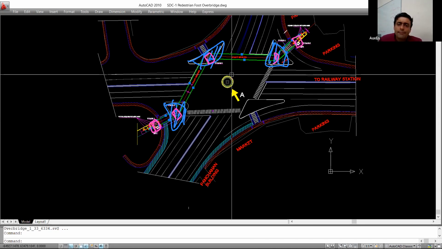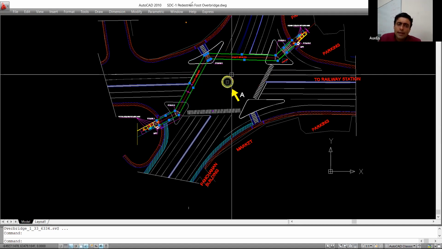Is it clear? And that is the reason why an alignment like this was not taken, because if we would have taken this alignment, we would have to take something in between. It would have completely obstructed the traffic flow. So even though this is longer and more expensive, it is not obstructing the traffic. Okay, so this is how your plan looked.